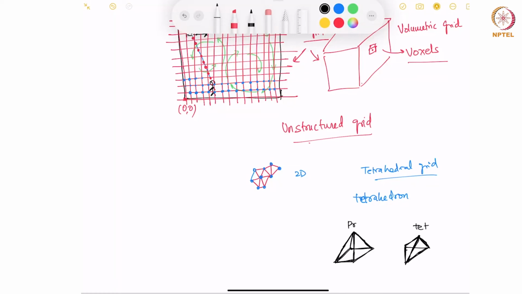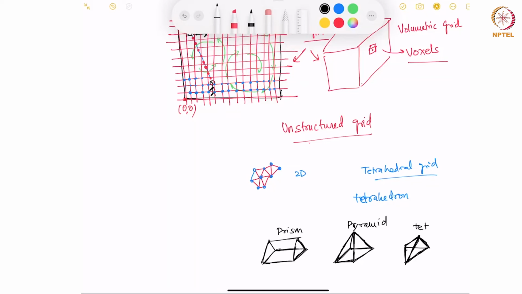This is a pyramid, and there is one more thing which you might have studied, a prism. Right? A prism is like that. Okay. So prism.